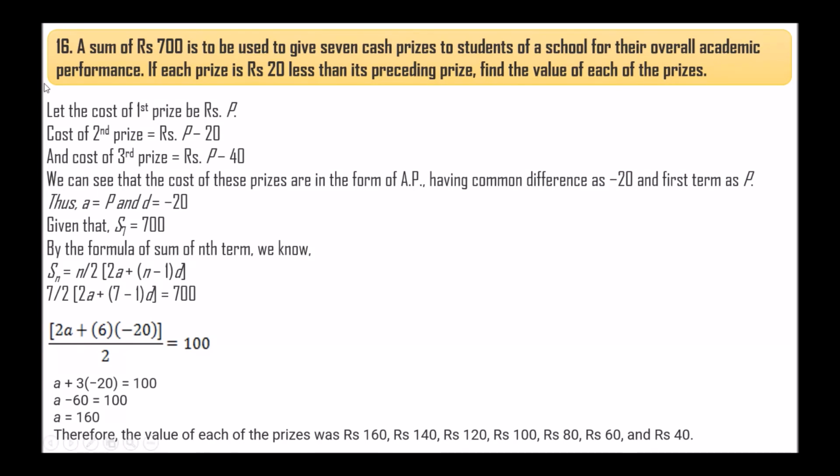So let the cost of the first prize be P, second P minus 20, third P minus 40. We can see that the costs of these prizes are in the form of an AP, having common difference minus 20 and first term P. So S7 is 700. By the formula of the sum of n terms, Sn, we will get a equals 160. Therefore, the values of the prizes are rupees 160, 140, 120, 100, 80, 60 and 40.